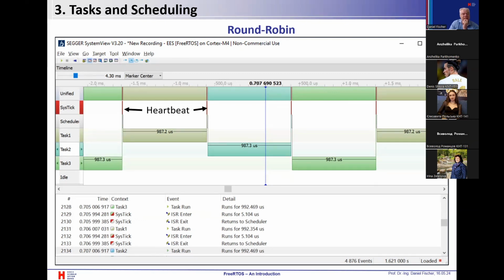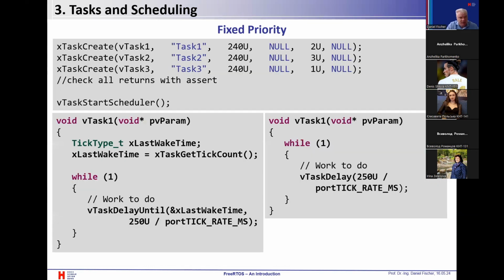The second scheduling algorithm is the so-called fixed priority. In fixed priority, we can use different priorities for our tasks. You can see here in fixed priority, it looks like the first example, but the only difference is that we can, if you want, use different priorities, higher value, higher priority. The implementation looks a little bit different also of our task functions.